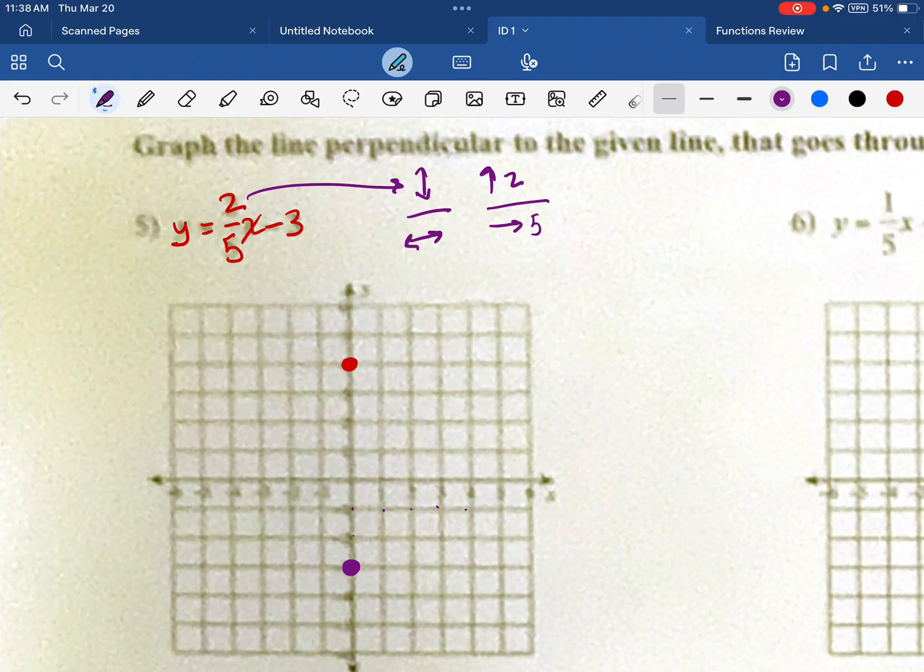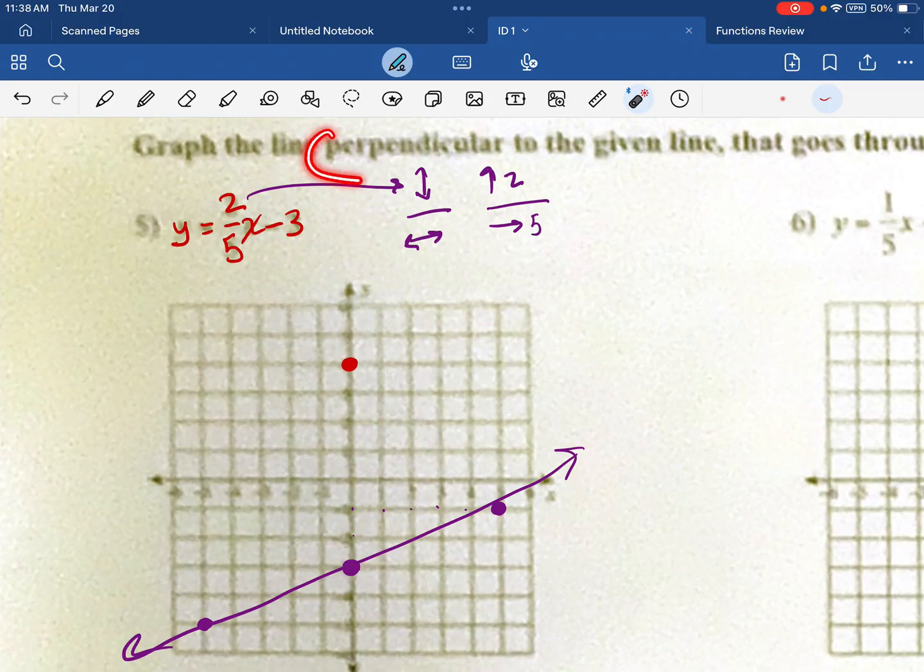If I'm allowed to go up 2, right 5, I'm also allowed to go down 2, left 5. Sorry, I don't know why I erased that. There we go. So down 2, left 5. And there is my super fancy line. Whoop, that was kind of bad. There we go. Let's try again. There we go. Perfect.